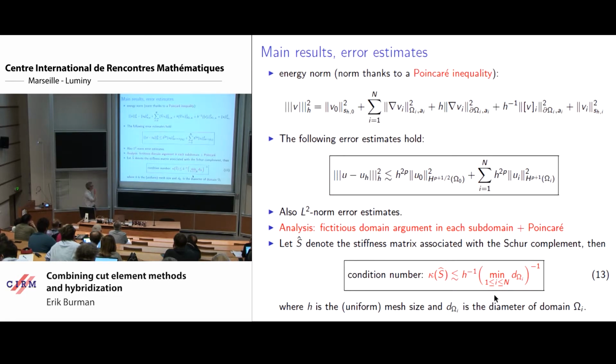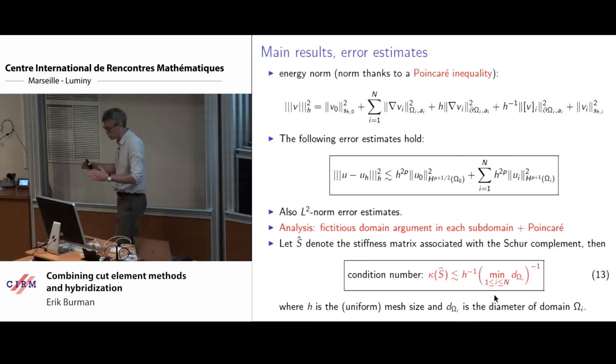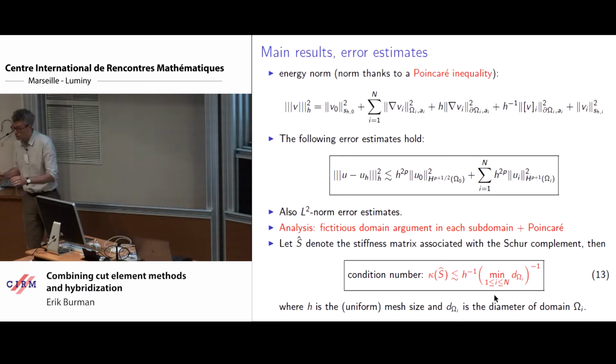We have L2 norm error estimates, and the analysis here follows the fictitious domain argument in each subdomain and Poincaré. But in particular here, of course, you have to work a little bit more with these extension operators because you need extensions both of these bulk domains but also of the trace domains.